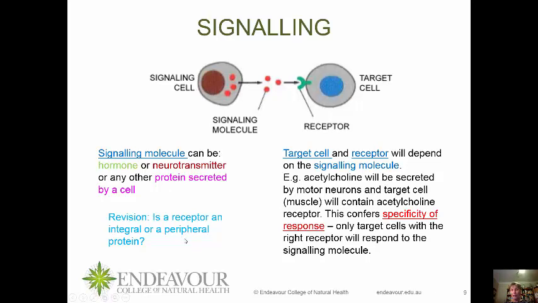We've got a bit of revision here. When we're talking about receptors, is a receptor an integral or a peripheral protein? Okay, so you need to go back and have a look at that. Think about that question and you can answer it. If you can't answer it straight off, go back and have a look.